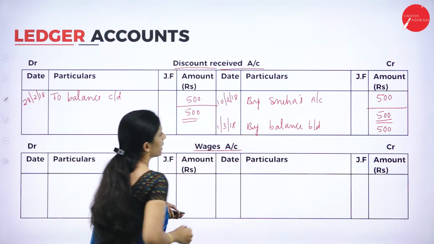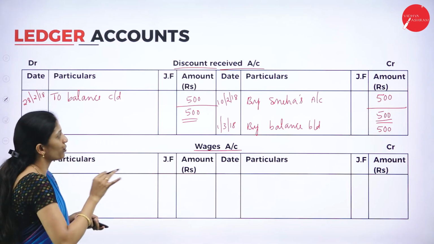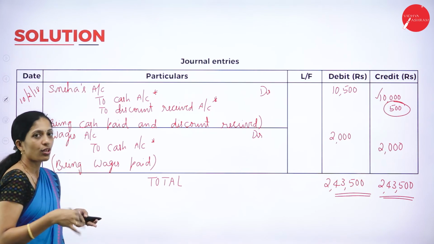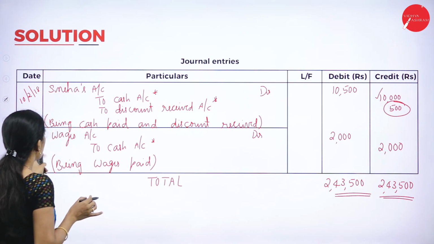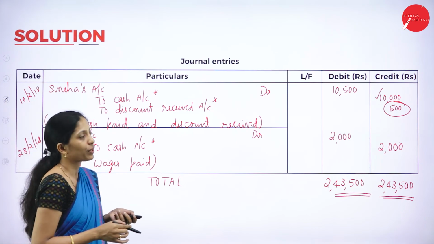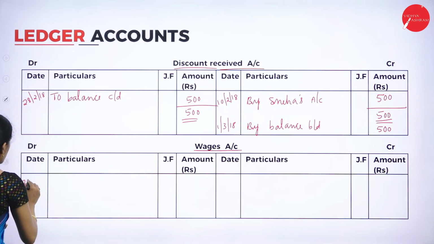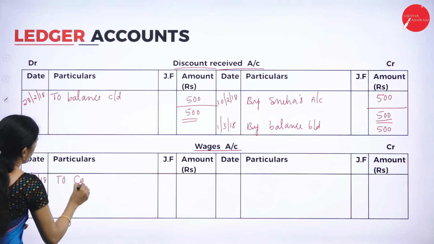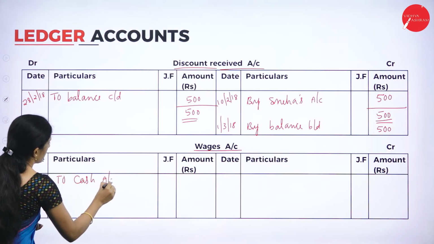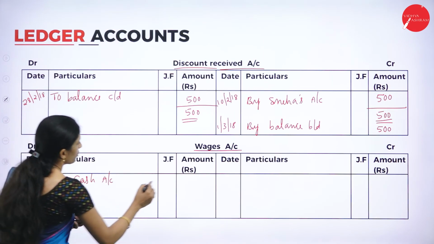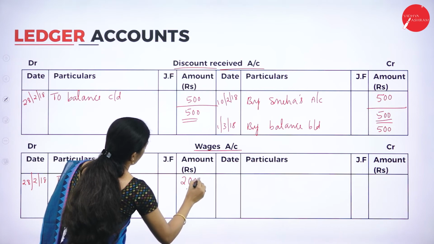Now come to the next account, that is the wages account. Go through the journal entries. Here we have wages to cash. How do you write? 28/2/2018, to cash account, and the wages is how much? The amount is 2,000. So record that 2,000. There is no other wages entry.